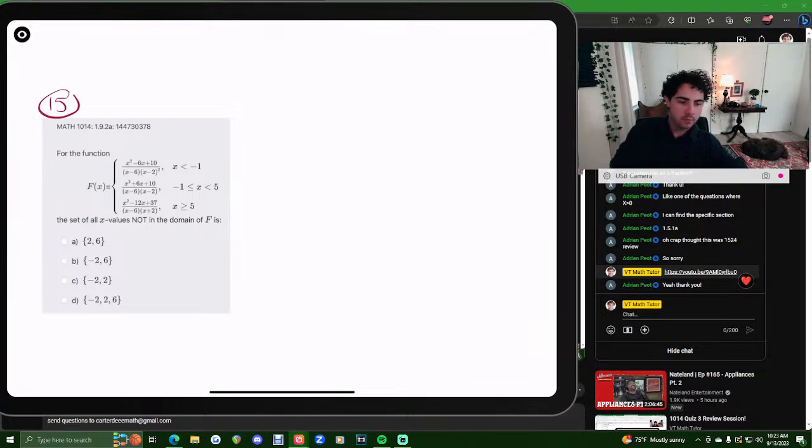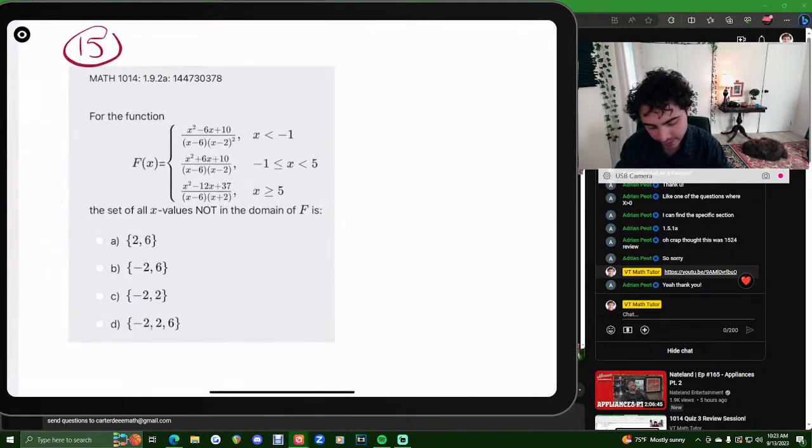All right. This is problem 14. Sorry, this is problem 15. And they ask, for this function, the set of all x values not in the domain of f is what? So I'm going to try to explain this as efficiently as possible, and just tell you exactly what to do and what to look for.